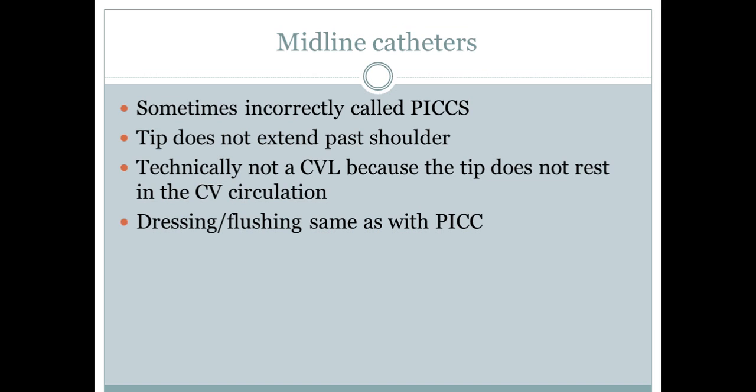Many times midlines are erroneously called central lines, and I know I included it in the central line lecture, but the main thing with the midline catheter is it does not extend past the shoulder, and we discussed that in Unit 3. The tip does not rest in that central venous circulation, so hence it's not really a central venous access device. However, I put it in with this because your dressing change and the way you flush it and maintain it is like a central line as opposed to your peripheral IV line. So always remember that the PICC line is going to be, that tip is going to rest in the superior vena cava, and the midline is not going to extend past the shoulder.